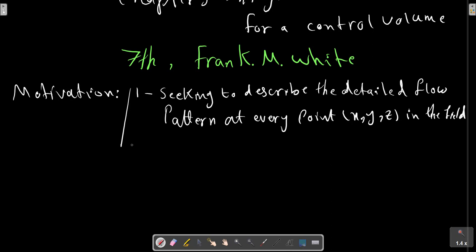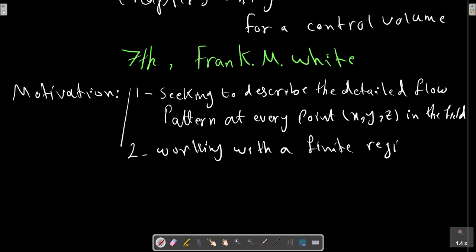The second approach is working with a finite region, making a balance of flow in versus flow out and determining gross flow effects such as the force or torque on a body or the total energy exchange. The second is the control volume method and is the subject of this chapter.